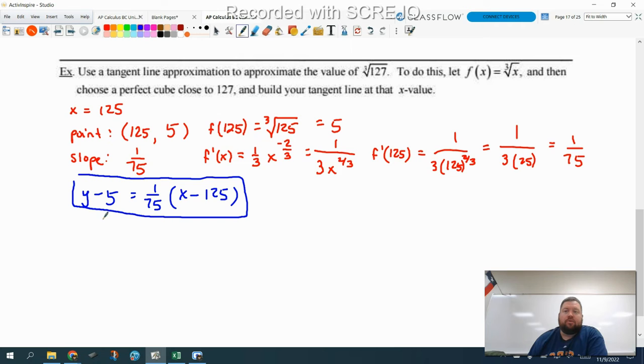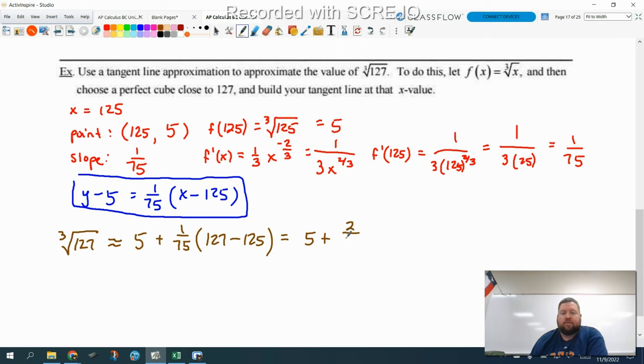All right, so now we're going to use our tangent line to approximate the value of the cube root of 127. The approximation for the cube root of 127 will be our y value right here. So the cube root of 127 is approximately equal to 5 plus 1 over 75 times, and then the x value is 127, so 127 minus 125.